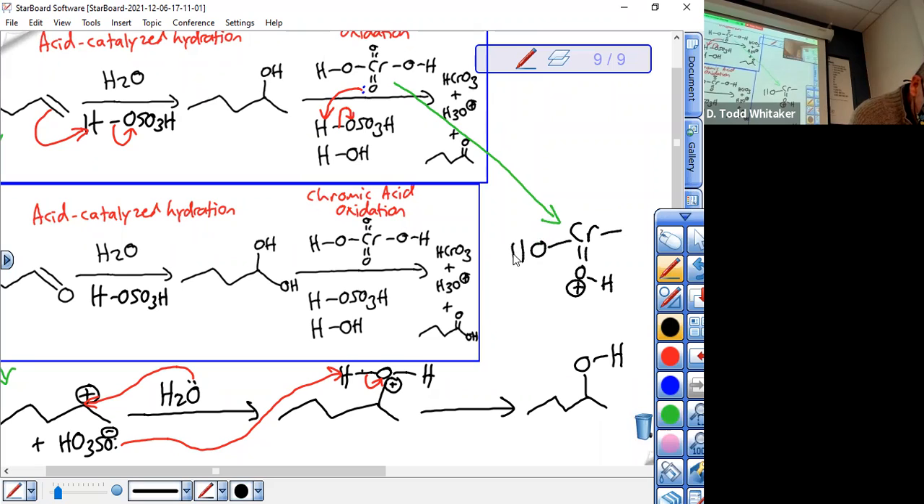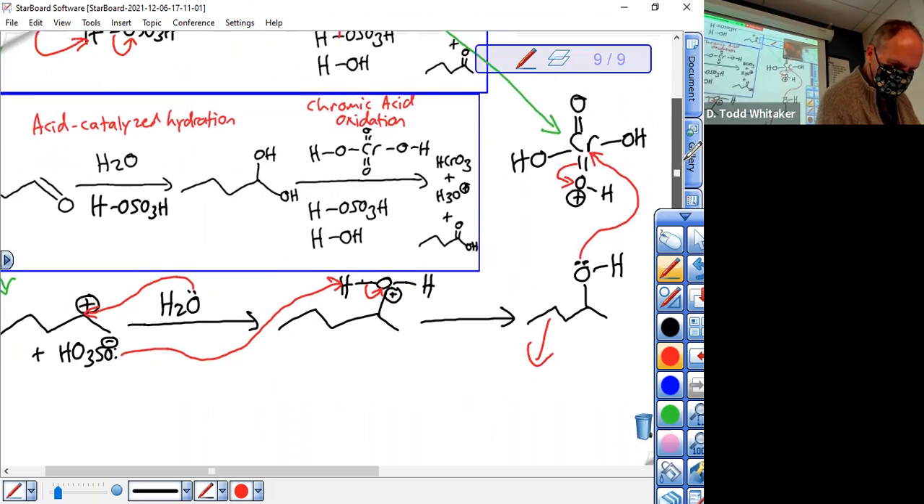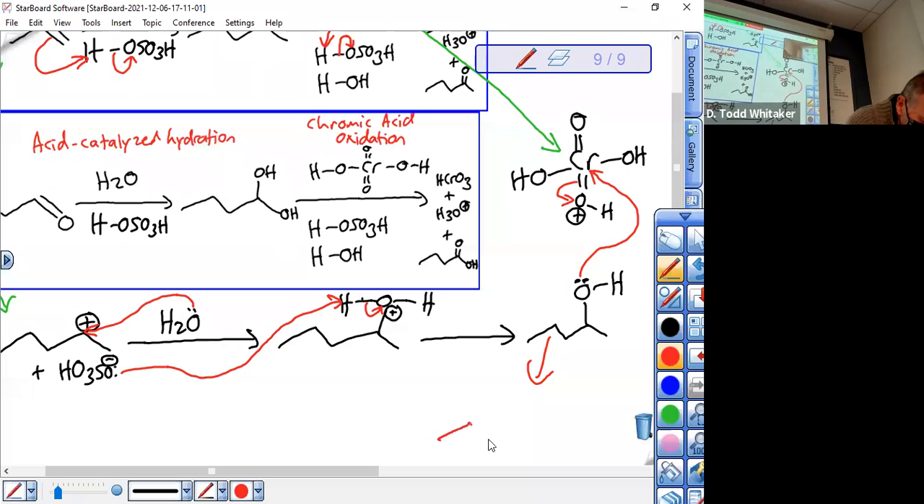Oxonium. Didn't touch that one. Lone pair on the O attacks chromium. So the alcohol is now going to be bonded to chromium, as you know you need to do. And you're going to get this result here. Another oxonium. Chromium still has the double O on top, has an OH to the right, has an OH underneath now, and one to the left. Don't forget the oxonium.